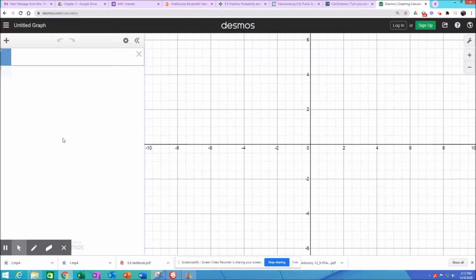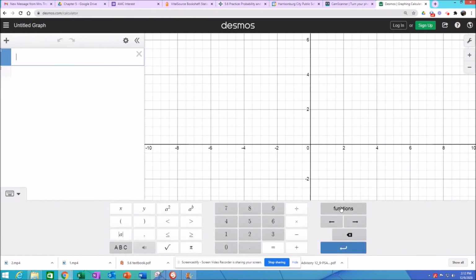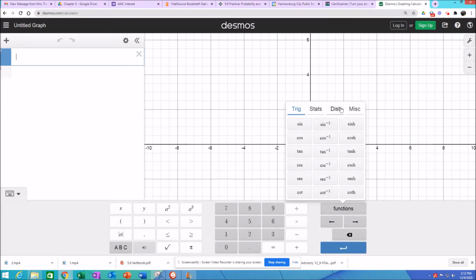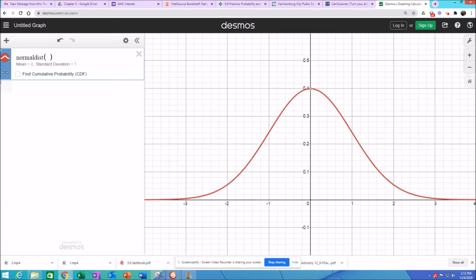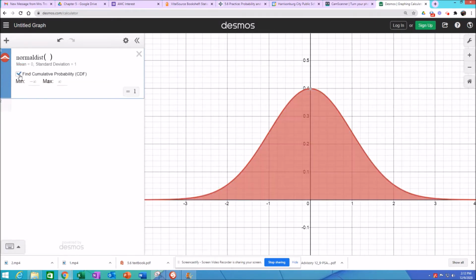Okay, for number one, we want to know the area for z greater than negative 2.15. So we're going to go here, functions, distribution. It's a normal distribution. We can just leave it at 0 and 1, which is our standard. If I want to get a nice graphic, I hit this zoom fit. Okay, and we want to find the cumulative, so greater than negative 2.15.